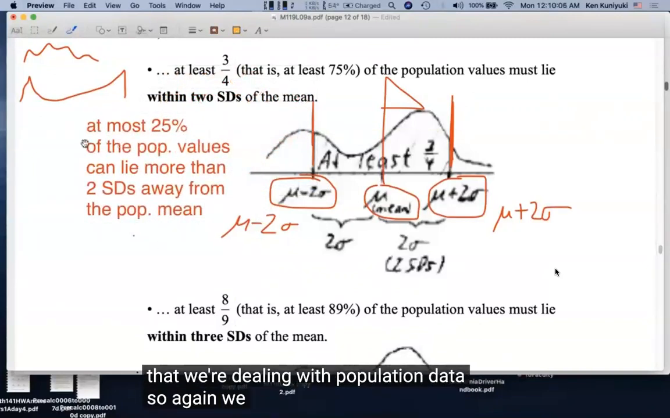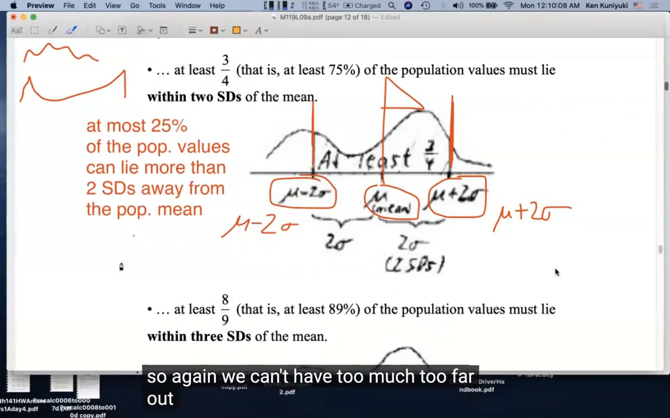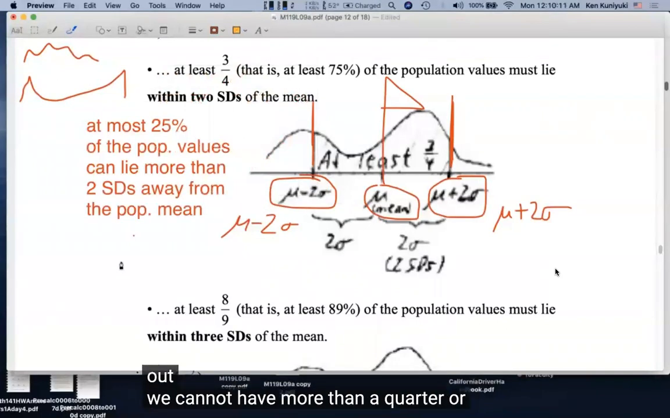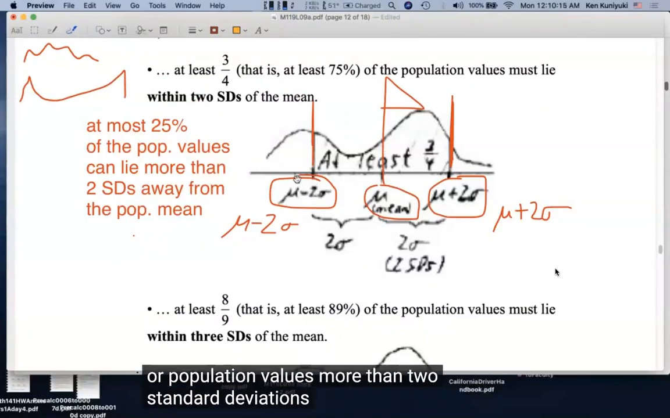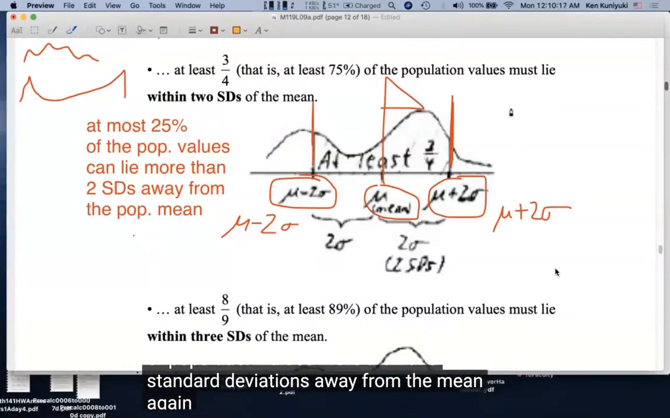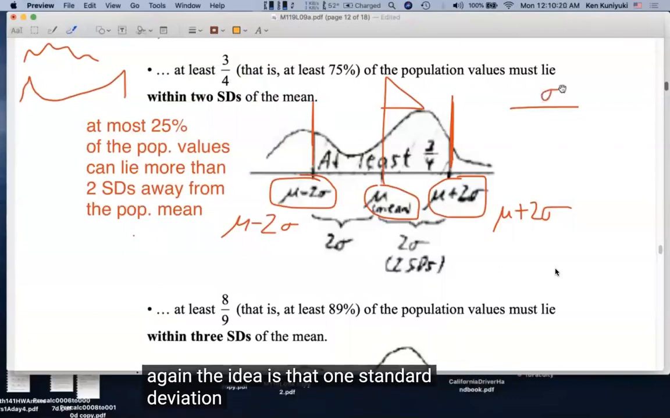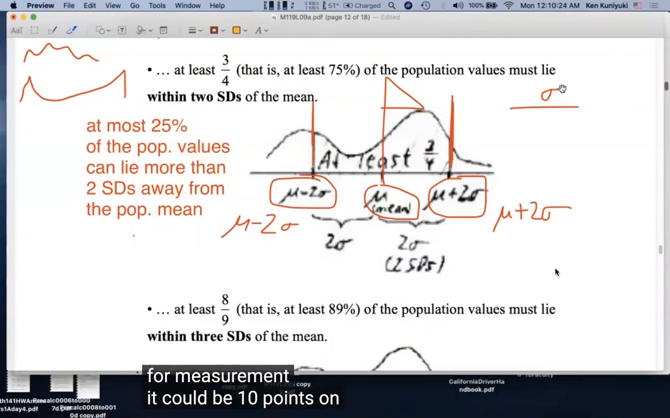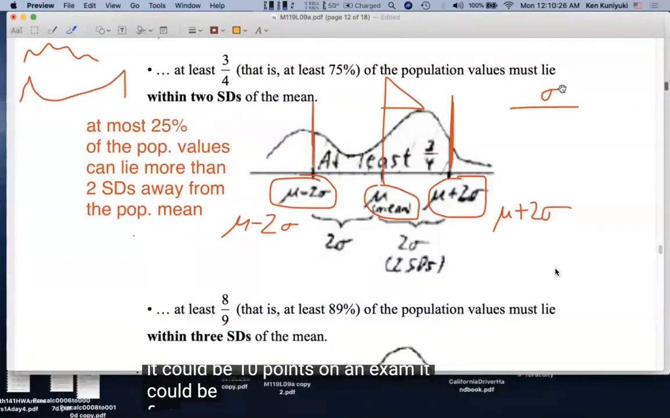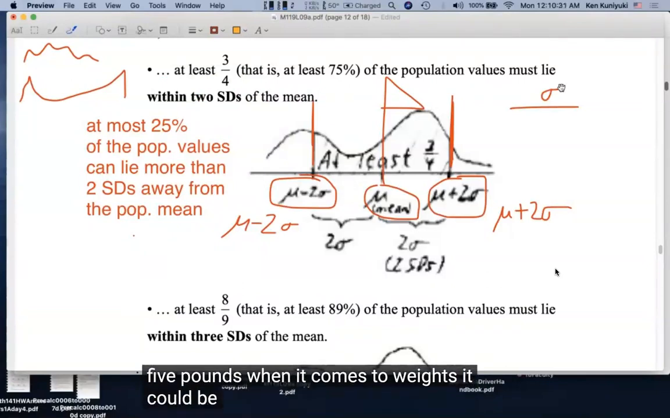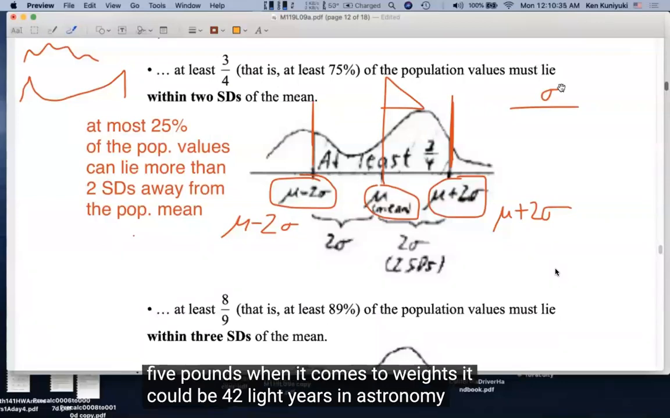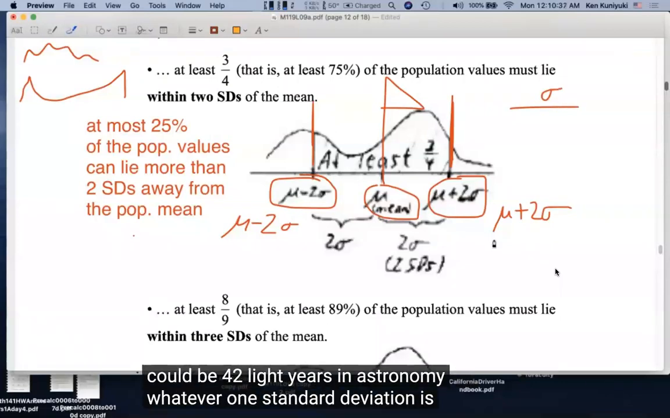So again, we can't have too much too far out. We cannot have more than 1/4 or 25% of the data values or population values more than 2 standard deviations away from the mean. Again, the idea is that one standard deviation is like a yardstick or a basis for measurement. It could be 10 points on an exam. It could be 5 pounds when it comes to weights. It could be 42 light years in astronomy. Whatever one standard deviation is.